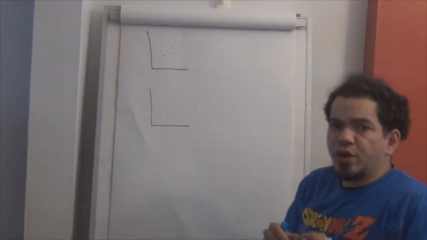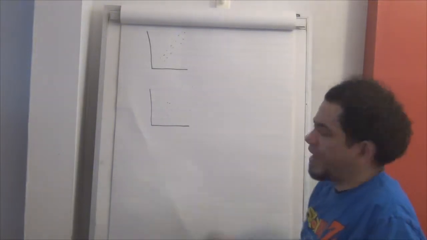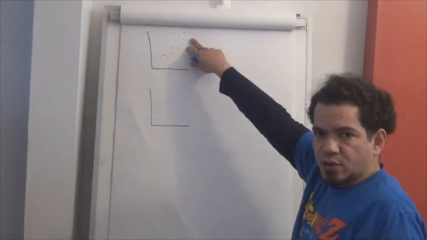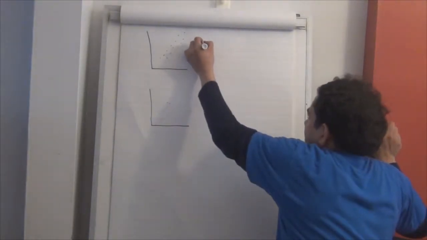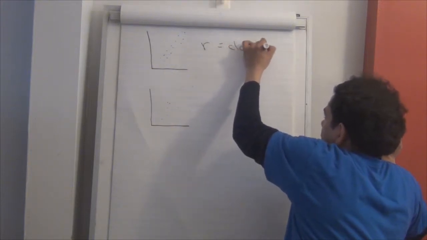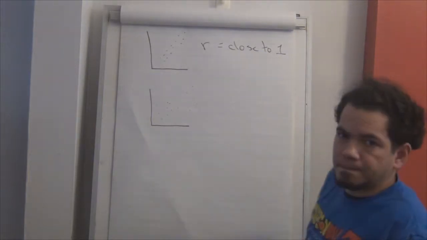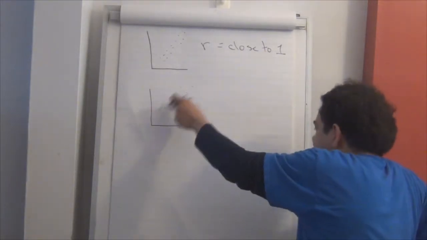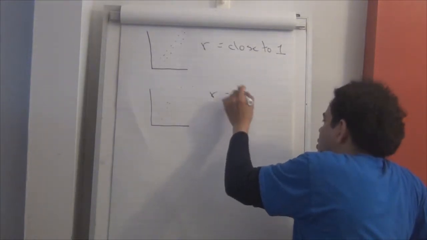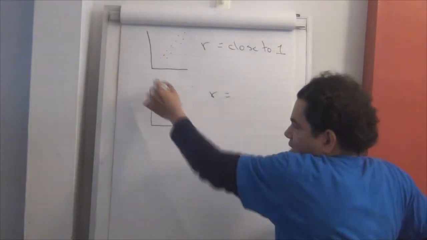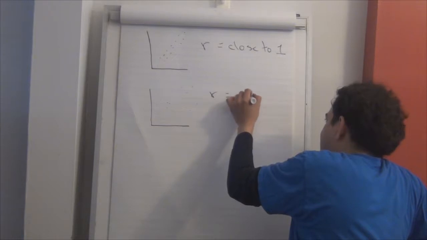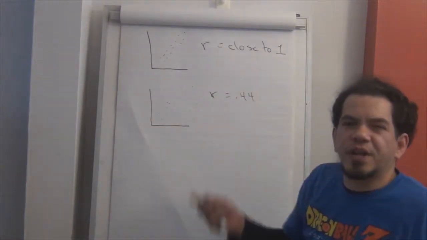In which of these scatter plots do you see a positive linear relationship? You can obviously see it on this one, so here our R should be close to 1. Here I can still see the relationship, though it's not as obvious. It's still positive, not negative, so I would say something like 0.44, just to make up a number.